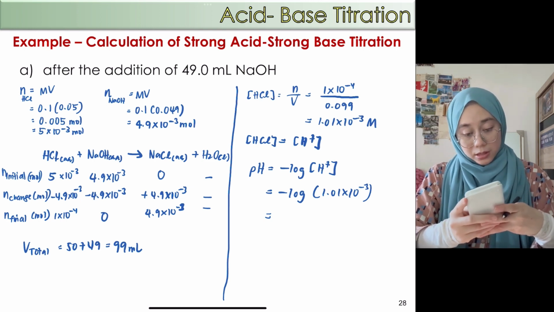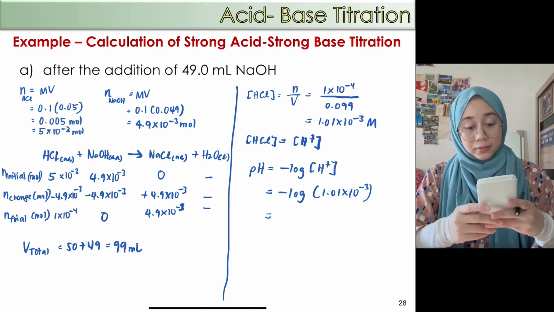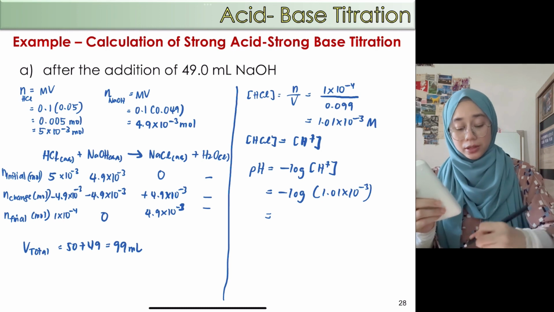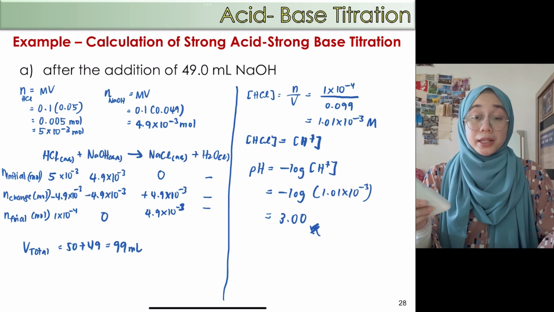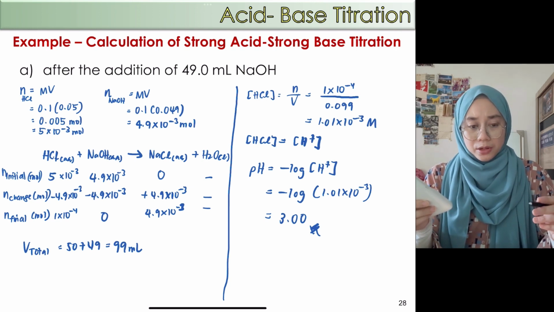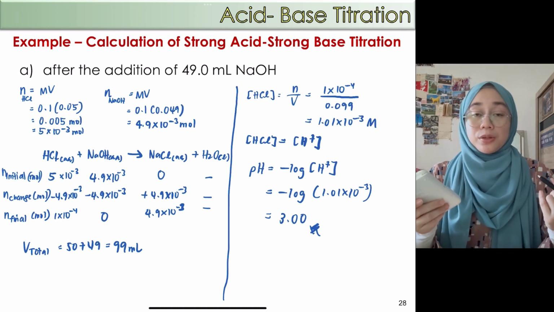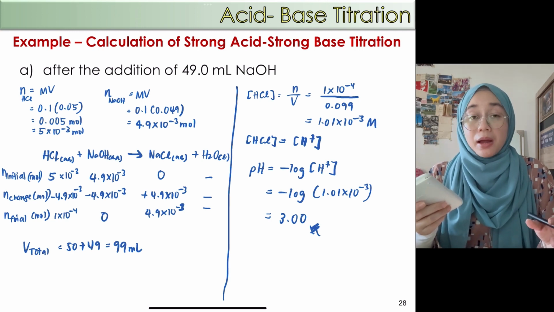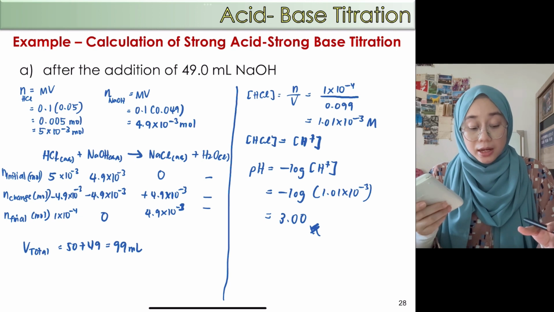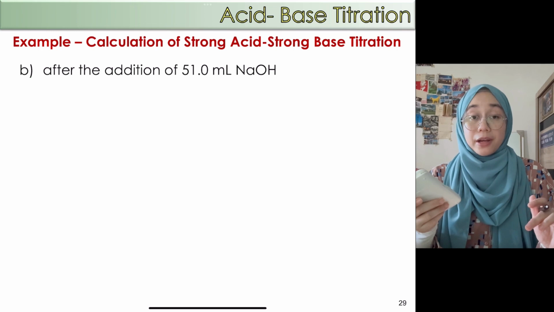Jadi now kalau kita masukkan value concentration dekat dalam ni 1.01 exponent negative 3 kat sini, so kamu akan dapat negative log 1.01 exponent negative 3. You get 2.9956, so that is basically 3.00. Settle. So betul tak kita predict tadi the pH should be lower than 7. So betul lah kan, sebab kita ada extra acid dalam solution ni, so it should be lower than 7. Okay, so this is after the addition of 49 ml of NaOH. So next part adalah what if kita tambah sampai 51 ml of NaOH pula.